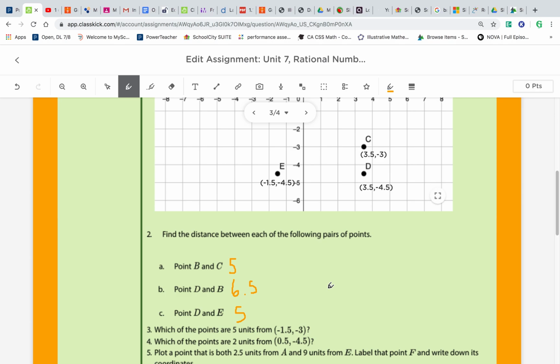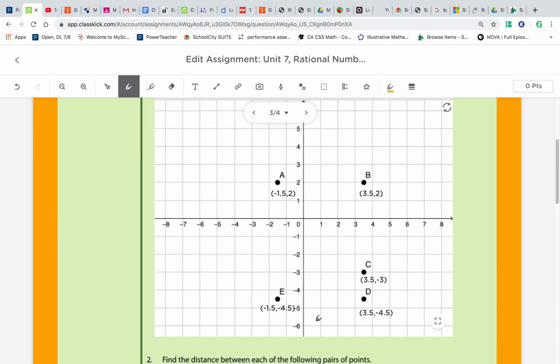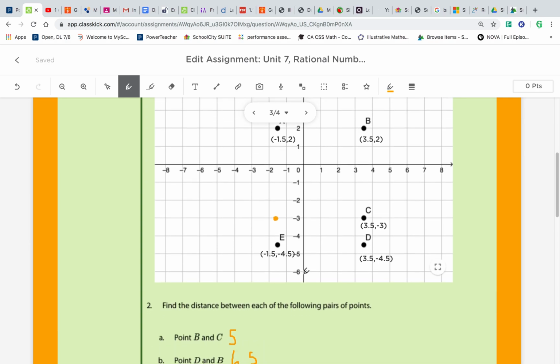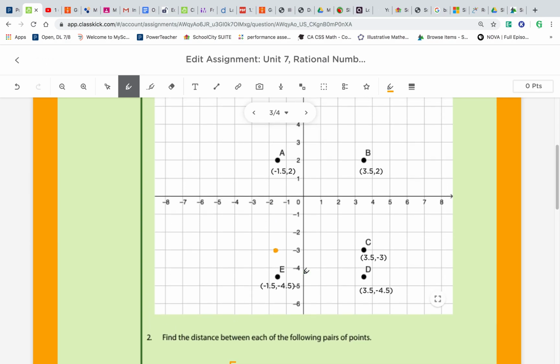All right, which of the points are 5 units from negative 1.5, negative 3? Well, let's go ahead and put that point on the graph here. Negative 1.5, negative 3. So negative 1.5 is going to be here, and then negative 3 is going to be down here. So our point that we're talking about is right here. All right, so how many are 5 units away?